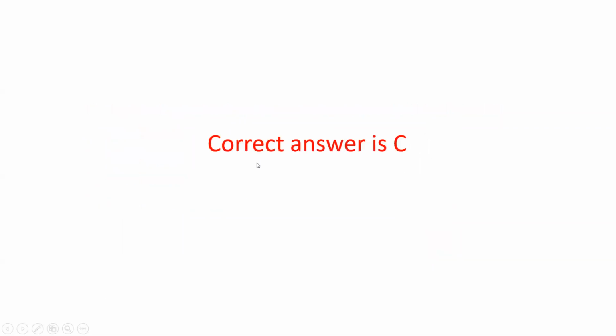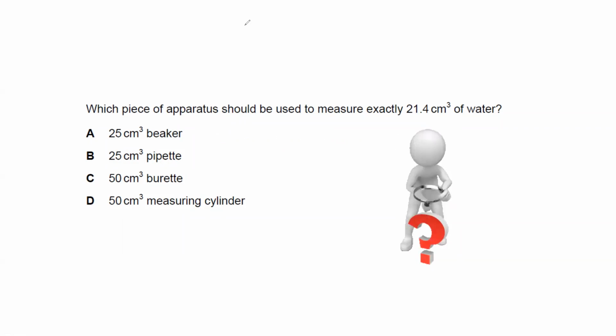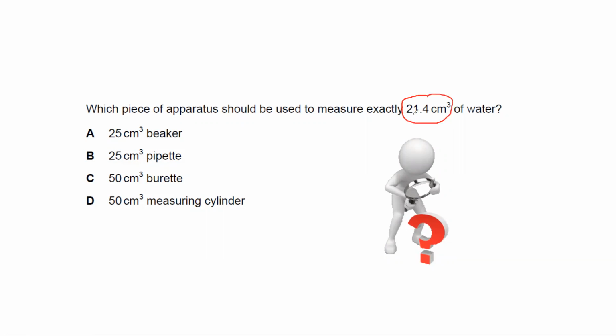The correct answer for this question is C, a burette. Why a burette? You can clearly see what we want to measure. We want to measure 21.4, and I told you that a burette is accurate to 0.1 cm cube. Maximum it can measure is 50, but smallest values like 0.1, 0.2, 0.3, 0.4 and so on. So it is the most accurate apparatus in terms of volume. So 0.1 cm cube can be measured accurately by using a burette. Why not a beaker? A beaker can measure 1 cm cube. Again, a measuring cylinder, 1 cm cube.